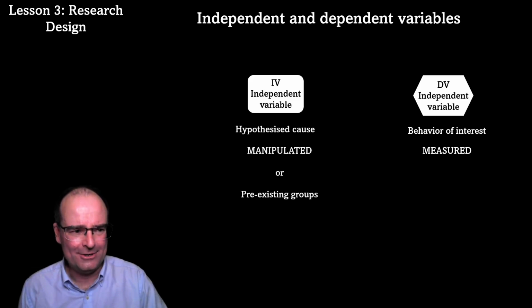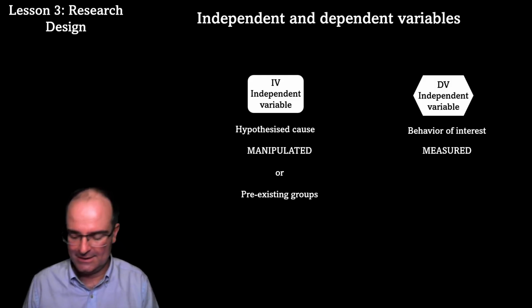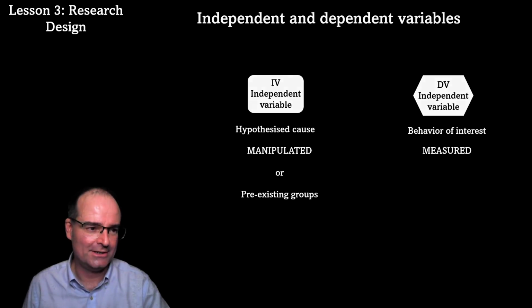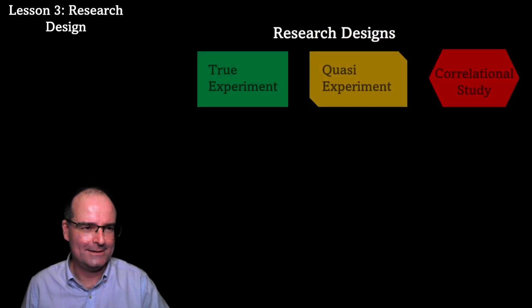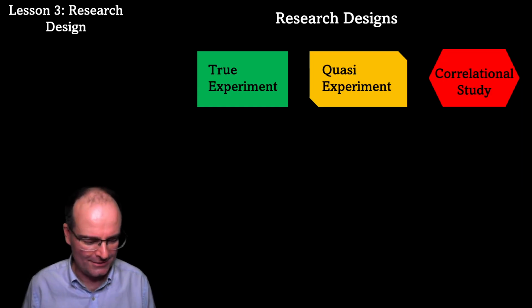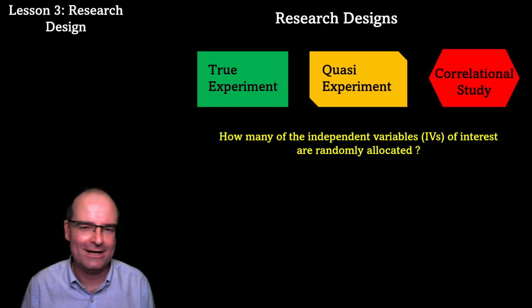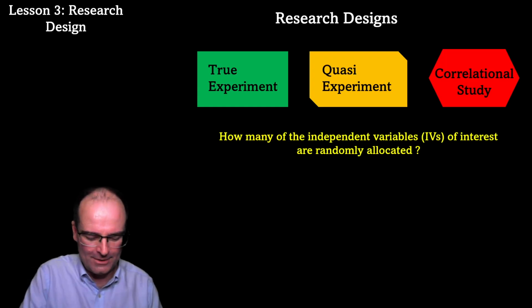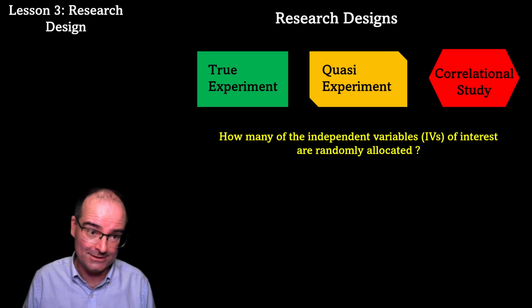So let's go back to the variables. Our independent variable is the hypothesized cause. It's manipulated, or you get people in pre-existing groups. And DV, dependent measure, you're just measuring it. Let's go through the remaining research designs then. I already mentioned correlational study, but I'm going to put that now in the context of how many of the independent variables of interest are randomly allocated. You know what independent variables are now. You know what random allocation is, the ability to put people in different conditions.